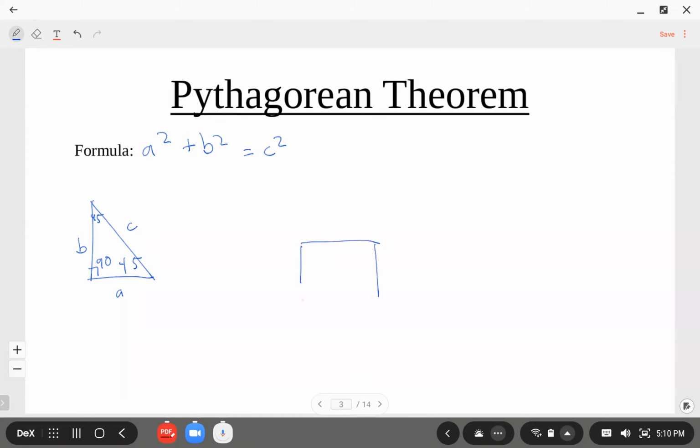Anyways, the Pythagorean theorem is very important in geometry. Okay, let's say you need the diagonal of this square or rectangle. You just need to square the two sides, a and b, add them, and take the square root of it. Very easy.